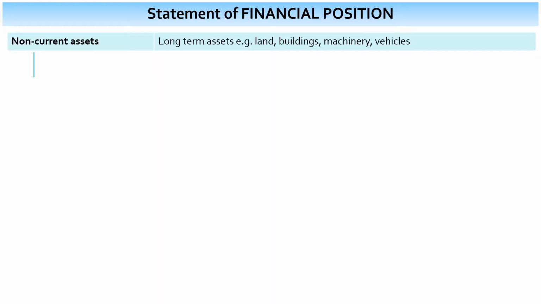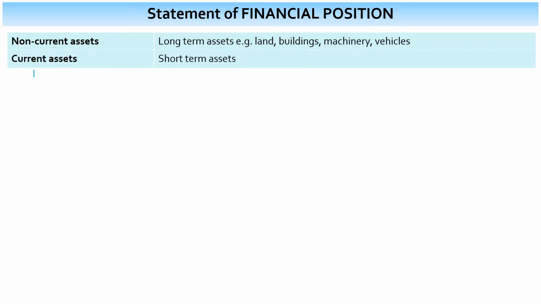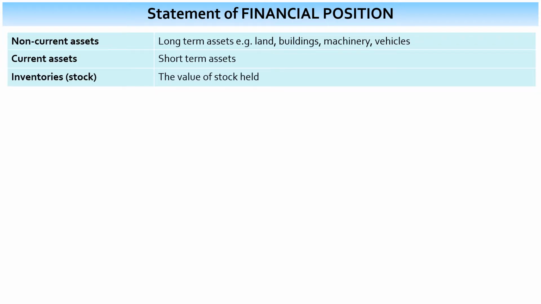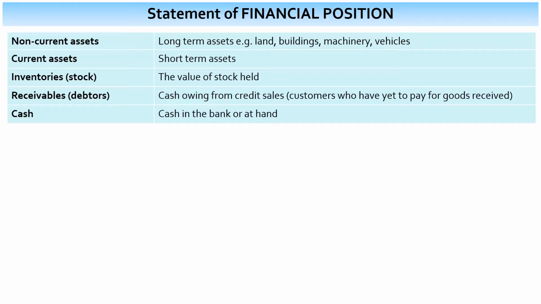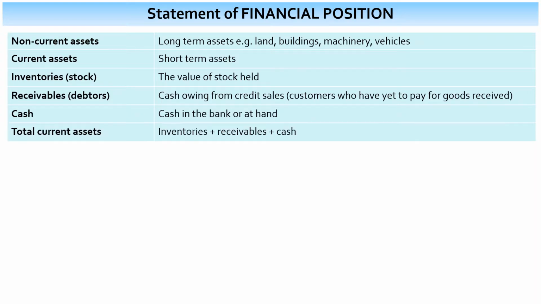So a quick reminder of the statement of financial position. First of all, we list the non-current assets. So these are the assets, something the business owns that they're likely to hold for longer than a year. For example, land, buildings, machinery, vehicles. Then we look at what the business owns that's likely to be converted into cash within the next year. So these are short-term assets, including inventories or stock, so the value of that, money owed by customers, trade receivables or debtors, and cash the business has in the bank or in the business at hand.